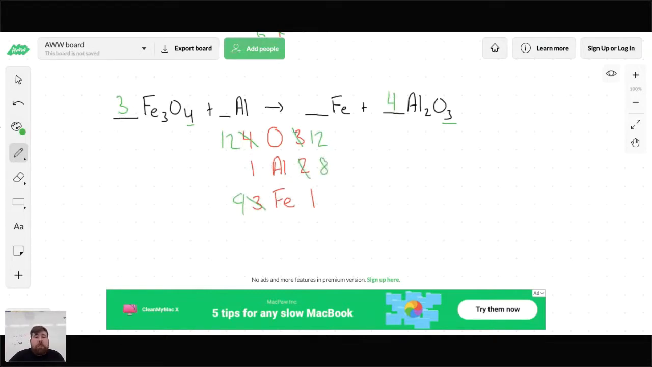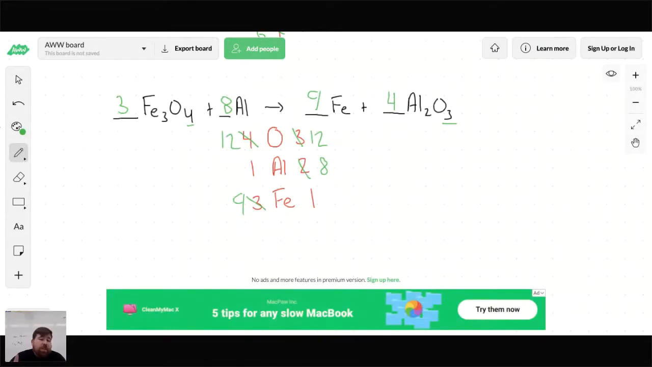But what's so awesome about this is because we have individual elements, or elemental aluminum and iron, all I have to do is add the coefficients 8 and 9 to make this balance. And there we go. We have the correct number of iron and aluminum and oxygen, making this a balanced reaction. So once again, balancing can be super tricky. I've seen questions that have ridiculous unbalanced equations that seem to take forever.